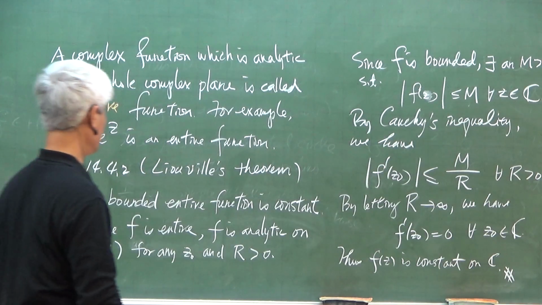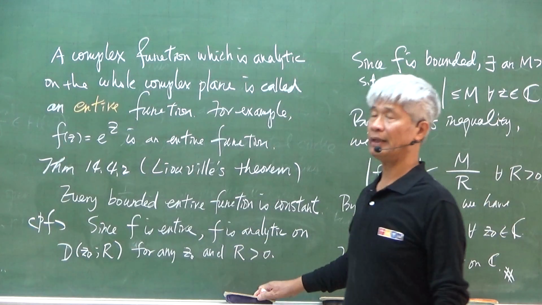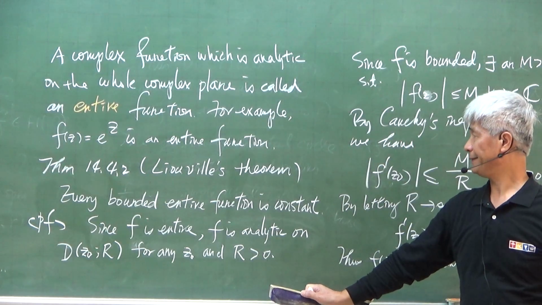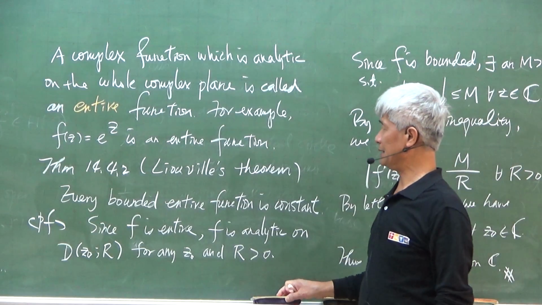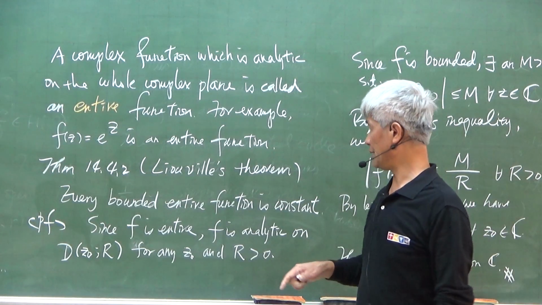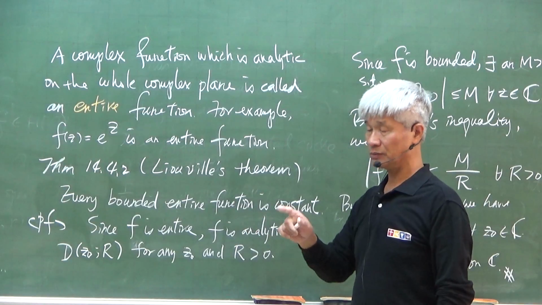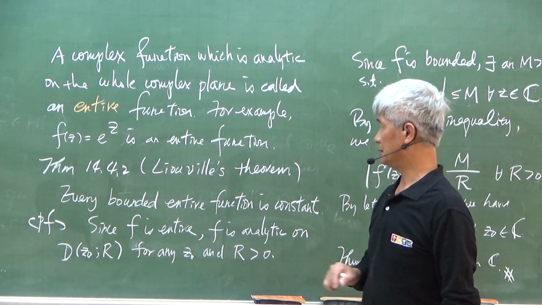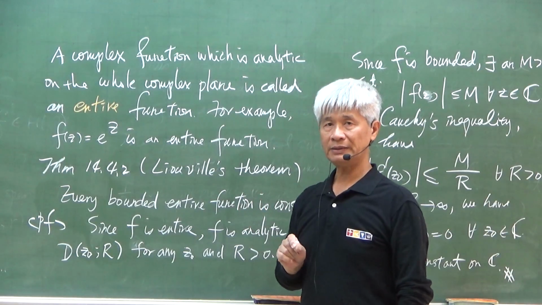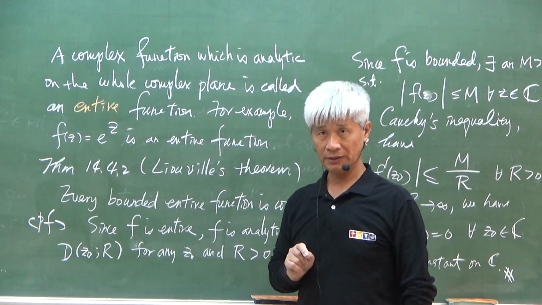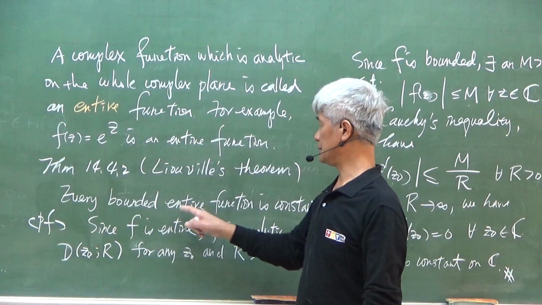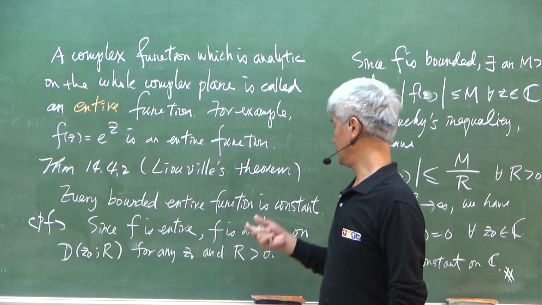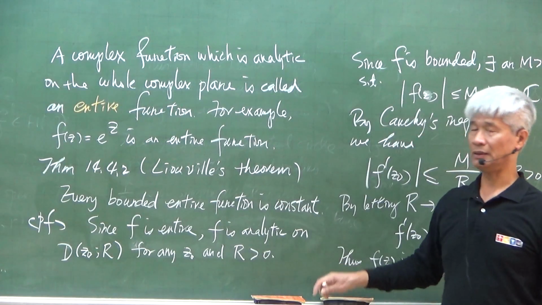So Liouville's theorem looks very simple, but it has a lot of applications. Because many times you conjecture some function you are studying is a constant function, and the way you can prove that is by applying Liouville's theorem. You prove that it's an entire function, and second, you prove that it's bounded, and then by Liouville's theorem it's constant.